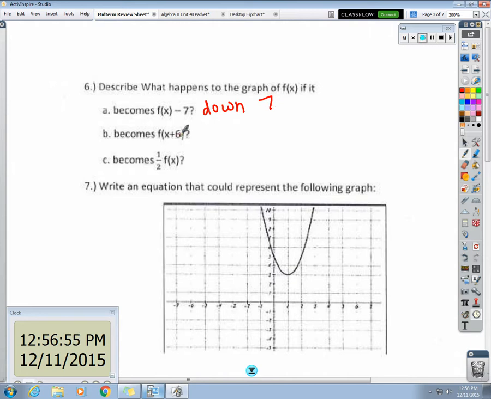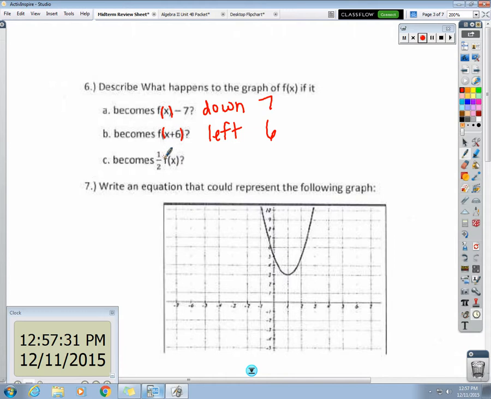This is considered an inside number. And inside numbers move it left or right. Okay, and it's not what you would think. X plus 6 moves it left 6. It's the opposite of what you would think. Plus 6 moves it to the left. Minus 6 would have moved it to the right. Just remember that outside numbers, the numbers that are outside of the parentheses, move it up or down. And they are what you would think. Plus would move it up, minus moves it down. But inside numbers, the numbers inside parentheses with the x, move it left or right, and they're the opposite. Plus is left, minus would be right.